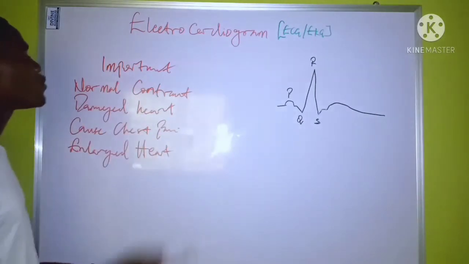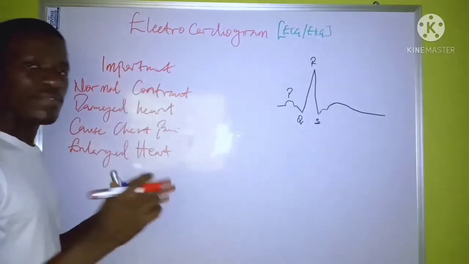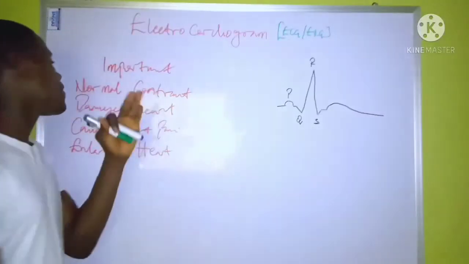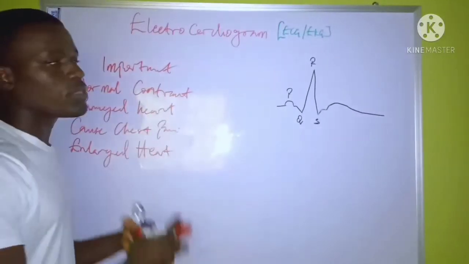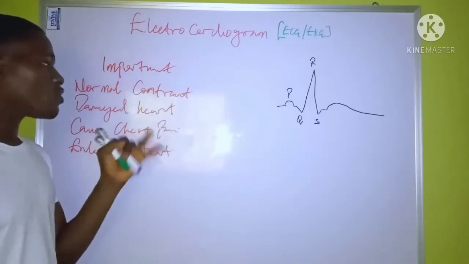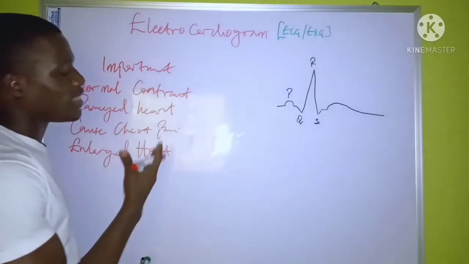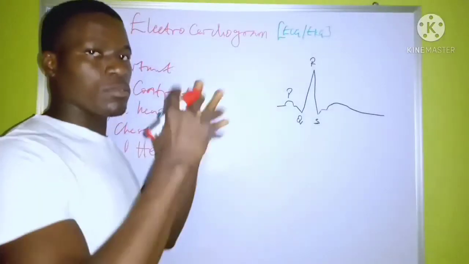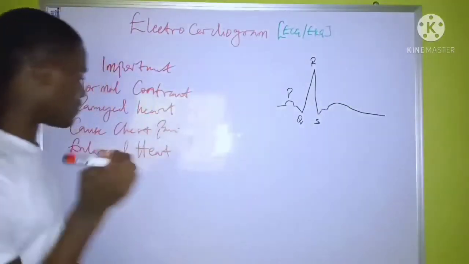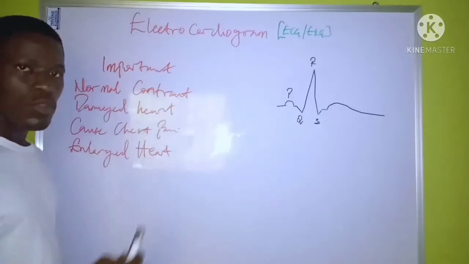So if you perform an ECG, it will help you to identify any or all of these functions. Normalcy of contraction, that is if the heart is contracting and relaxing normally. The damage to the heart, that's which part of the heart is damaged. The cause of the chest pain, and whether the heart is of normal size or enlarged. So take note of that. Those are the importance of ECG.